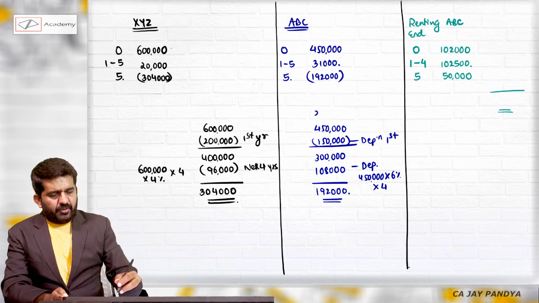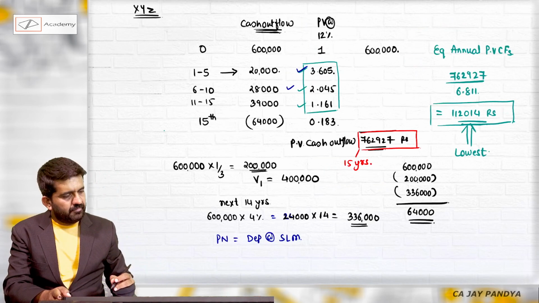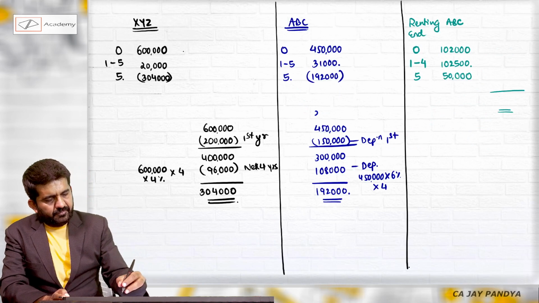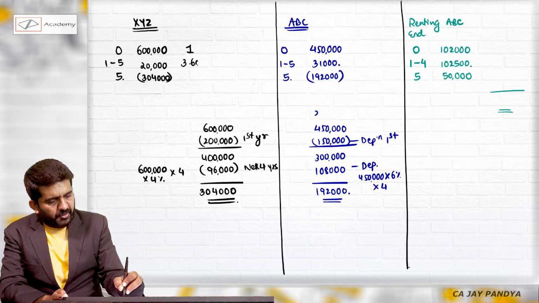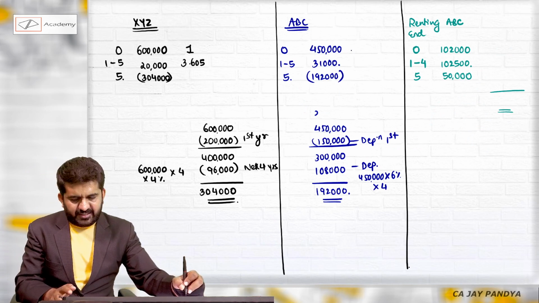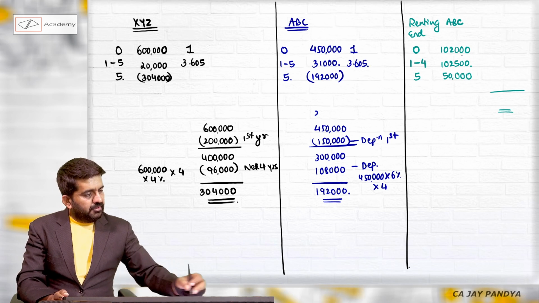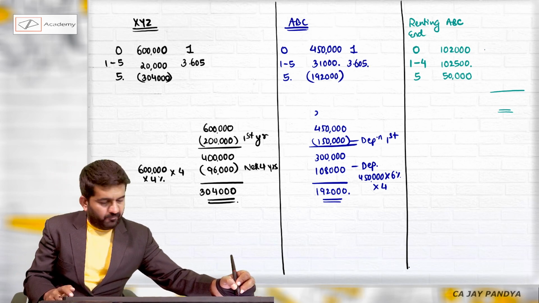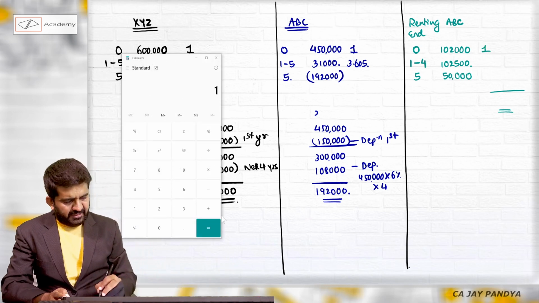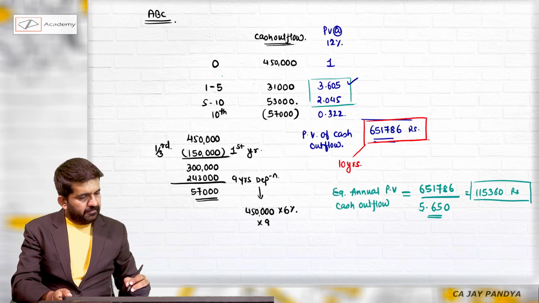Be careful when you are taking the factor. For XYZ, I can take this factor 1 and 3.605. The fifth year factor I'll find out last. Here also I can take the same 1, 3.605. Here I cannot take the same. Here I can take 1, but this factor I'll have to find out separately. 1 divided by 1.14. I think I have found it out in that answer.